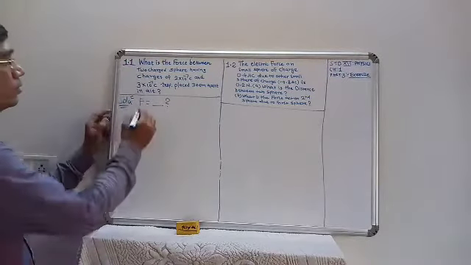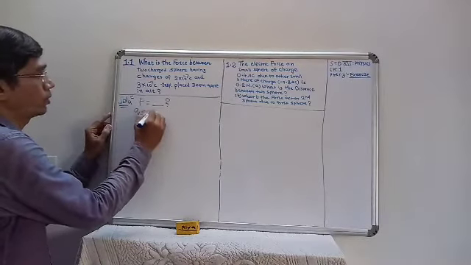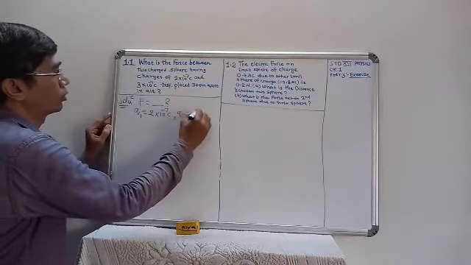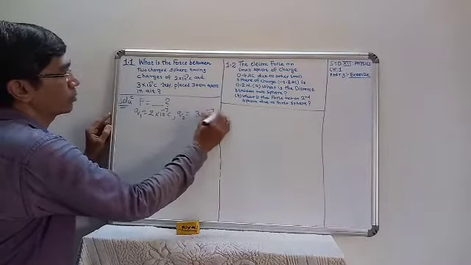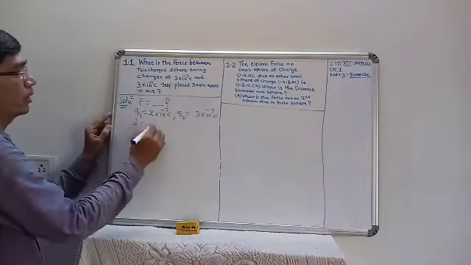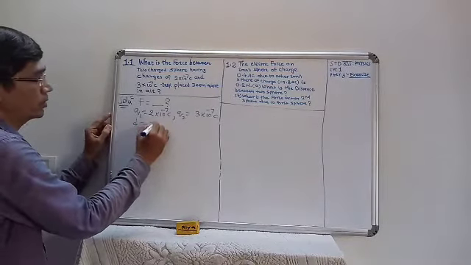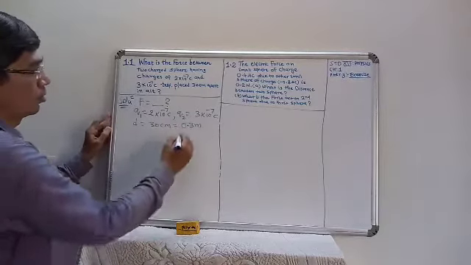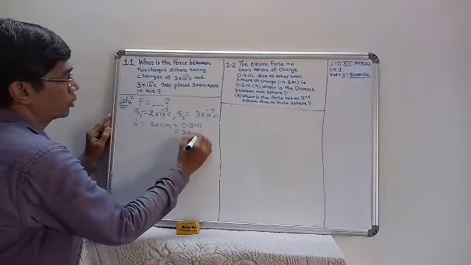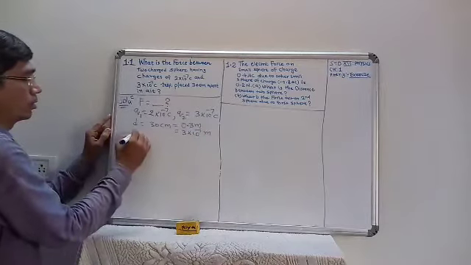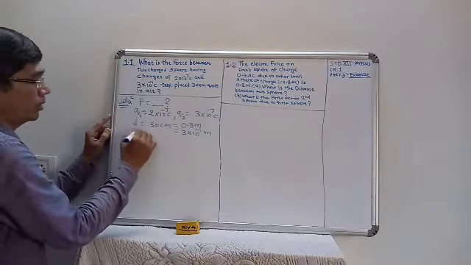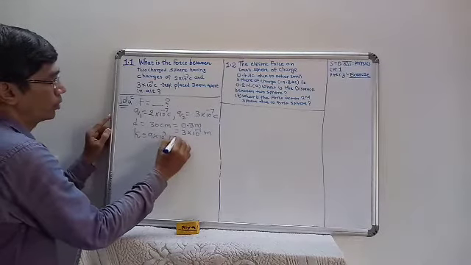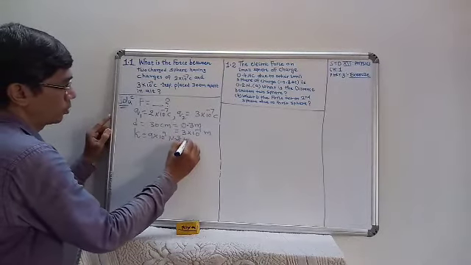Another detail given, write down here. Q1 is 2 into 10 raised to minus 7 coulomb, Q2 is 3 into 10 raised to minus 7 coulomb. The distance between them is 30 centimeter, which is 0.3 meter, or we can write 3 into 10 raised to minus 1 meter. Here the proportionality constant K is given by 9 into 10 raised to 9 Newton meter square per coulomb square.